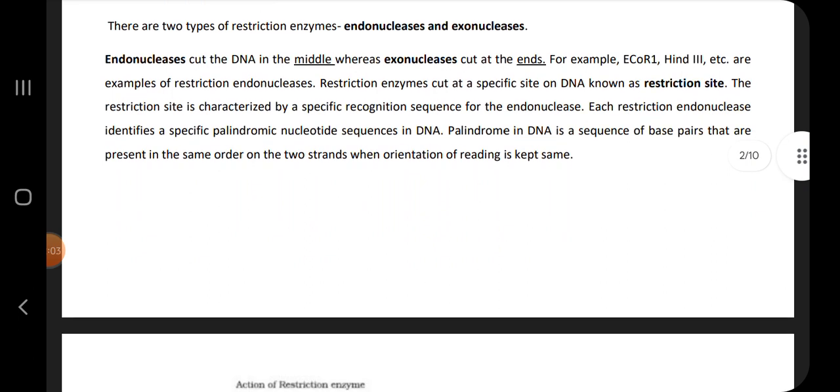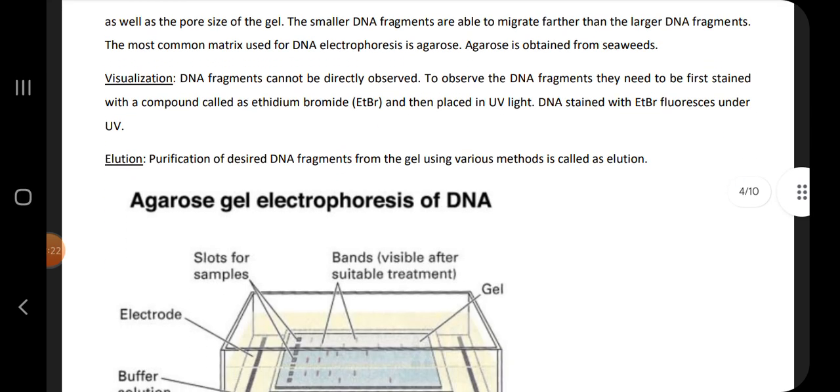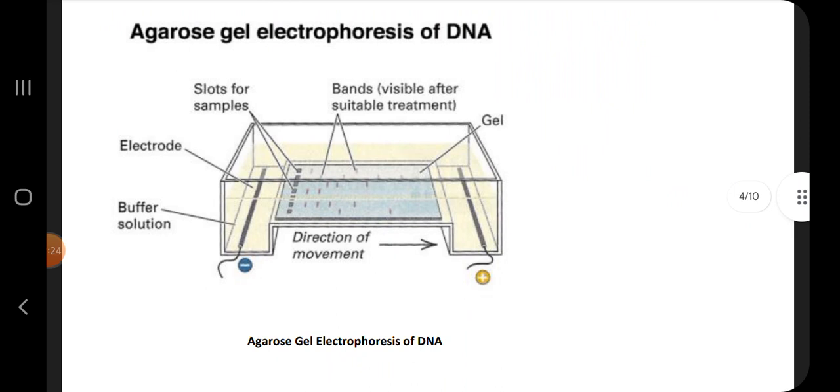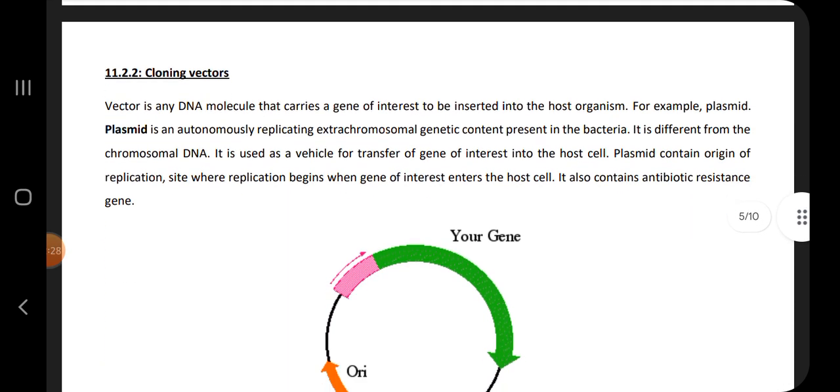Then endonuclease cuts the DNA in the middle, whereas exonuclease cuts at the ends. For example, EcoRI, HindIII. Restriction enzymes cut at a specific site on DNA known as the restriction site. Ligase is the enzyme that joins two DNA fragments. Then agarose gel electrophoresis in DNA.